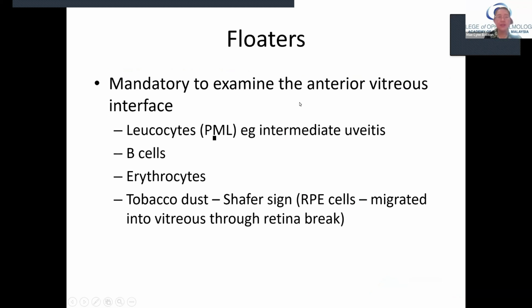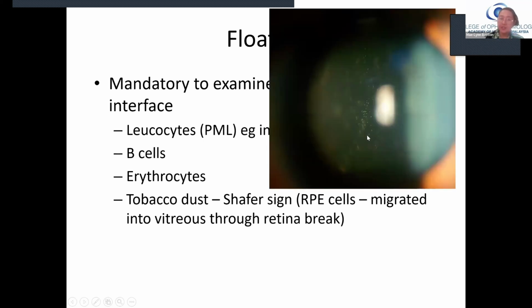For floaters, apart from taking a very thorough history that can guide us into one of these possible differentials, when examining the patient, one of the things that is often omitted or forgotten is the anterior vitreous examination. We very quickly look at the lens and then try to look at the fundus. But when a patient complains of floaters, it is really mandatory to examine this part of the eye. You would be looking in the anterior vitreous for evidence of leukocytes, such as in intermediate uveitis, where you can see these whitish cells suspended in the vitreous cavity.